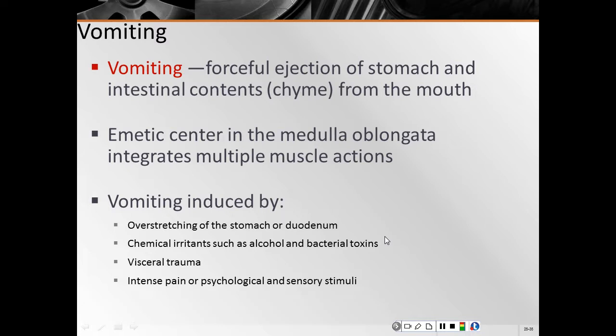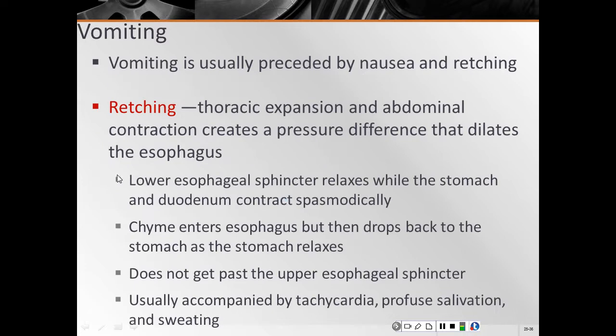Alright, so what causes vomiting? Overstretching of the stomach and the duodenum. We have chemical irritation such as alcohol and bacterial toxins, visceral trauma, or we have intense pain and psychological and sensory stimuli. Alright, so now projectile vomiting is sudden vomiting with no prior nausea or retching.